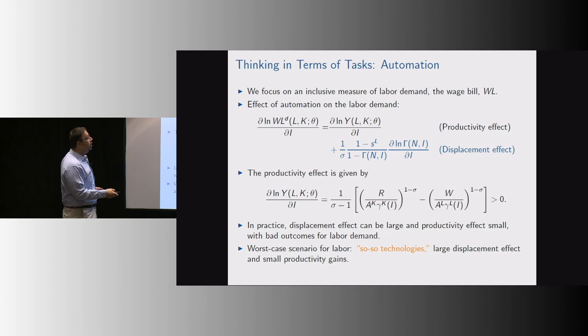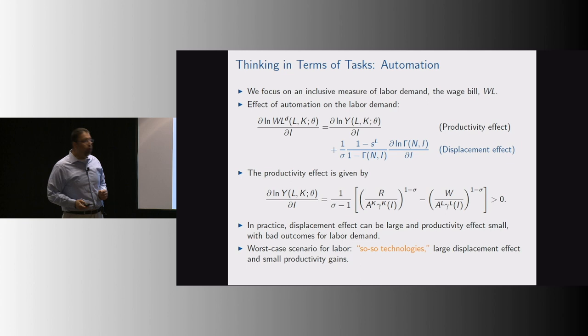In particular, it will depend on how productive the automation technology is at the margin relative to labor. The worst would be what we call so-so technologies. They displace labor, but they're not so much more productive than labor that they create a big productivity effect.